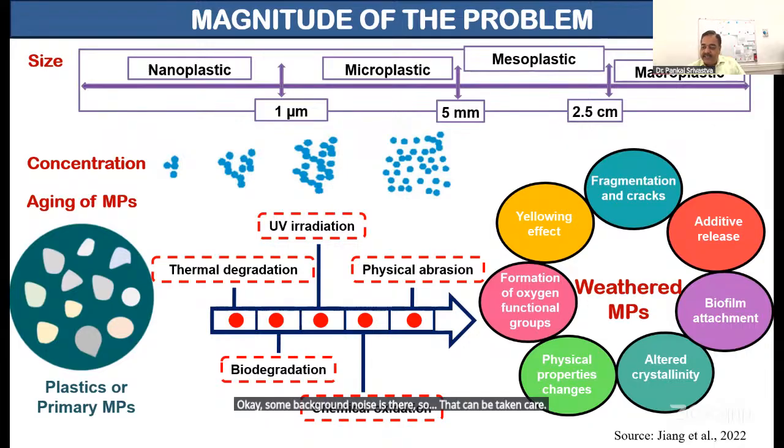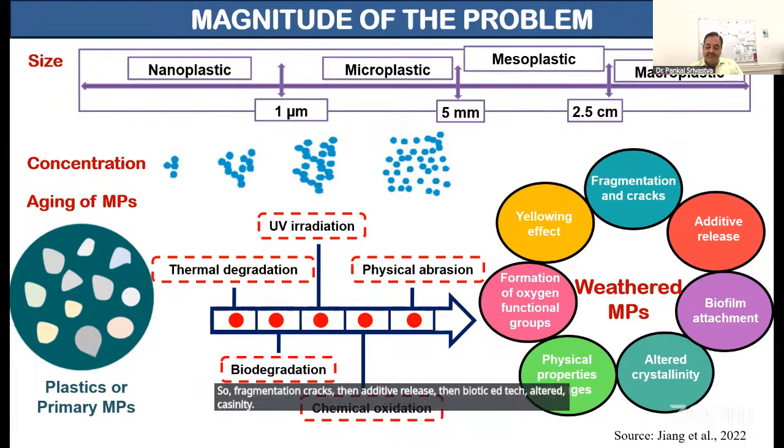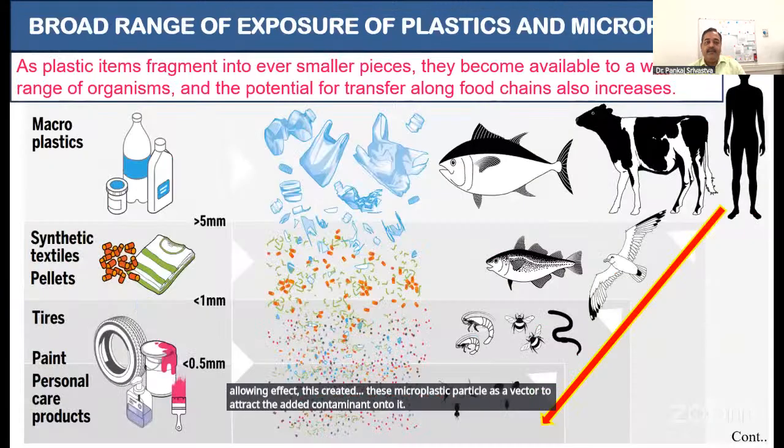So fragmentation, cracks, then additive release, then biotic attack, altered crystallinity, altered physical property changes, formation of oxygen functional groups, if we talk about the carbonyl index of these polymer particles, and then the ageing effect. This makes these microplastic particles a vector to attract additional contaminants onto them.